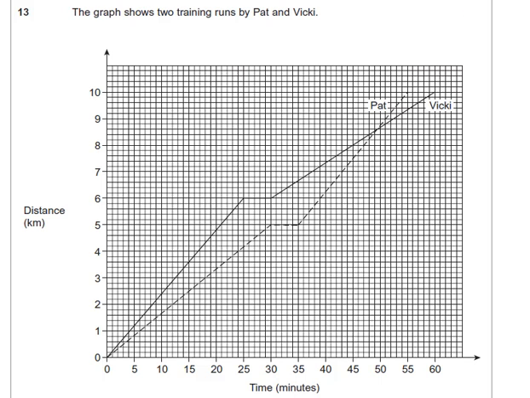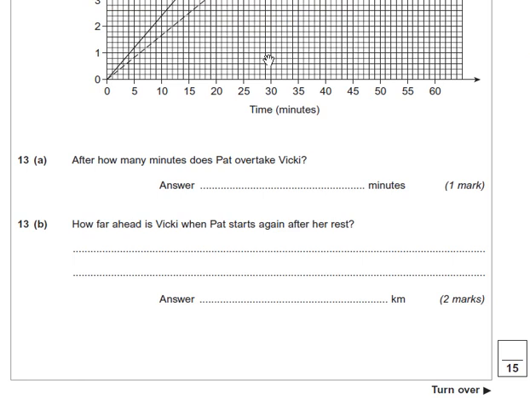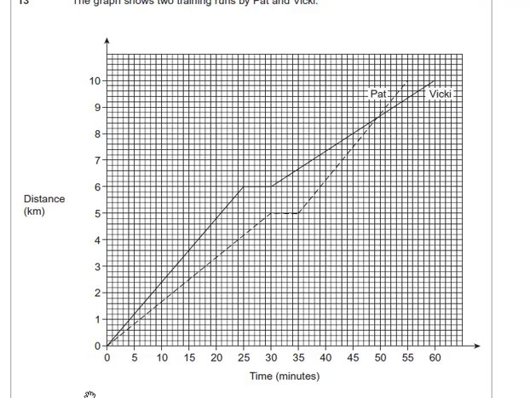Okay, question 13. The graph shows 2 training runs by Pat and Vicky. 13 part A asks us after how many minutes does Pat overtake Vicky? Part B asks us how far ahead is Vicky when Pat starts again after her rest. So we're going to work up on the graph here.